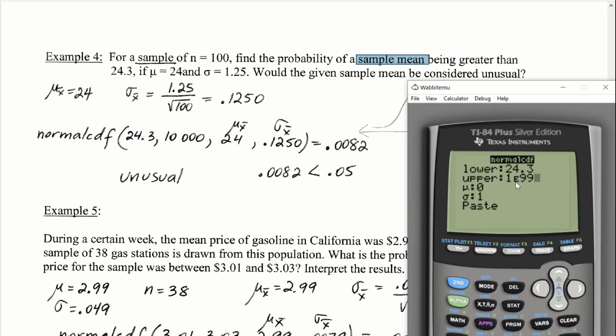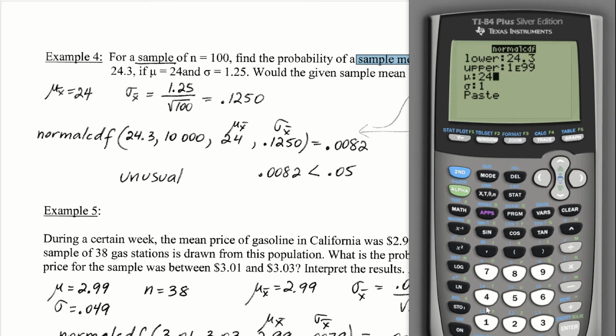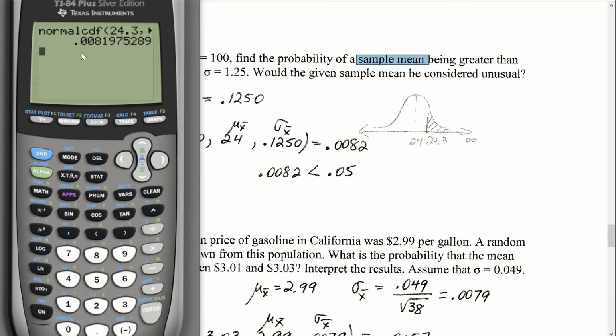So whenever we do our lower bound, upper bound, and then mean and standard deviation, the mean that's going to go here technically is mu sub x bar. That's going to be 24. And the standard deviation should be sigma sub x bar, which is 0.1250. Go ahead and hit enter. And we would compute it to 4 decimal places that the probability is going to be 0.0082.